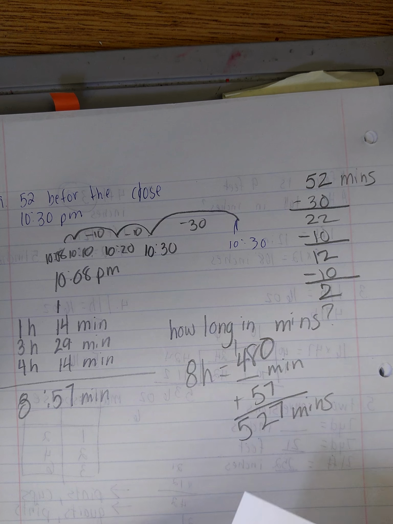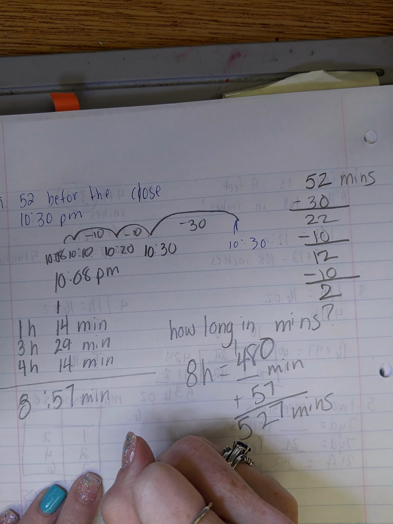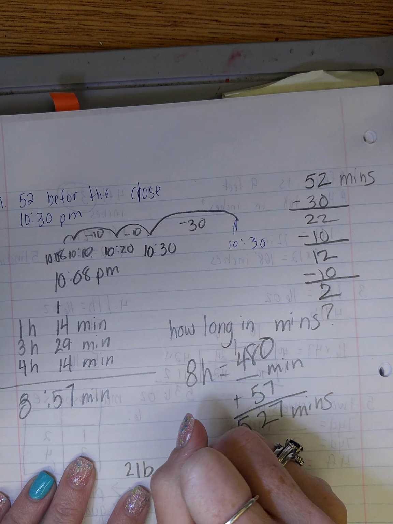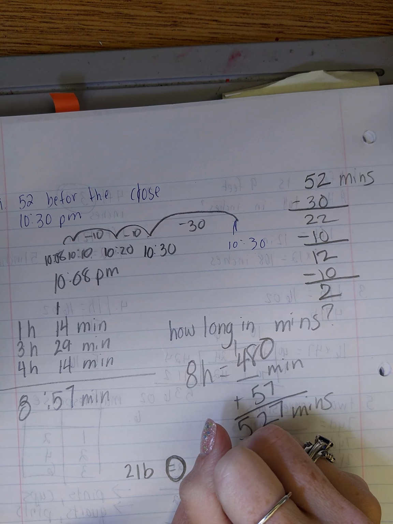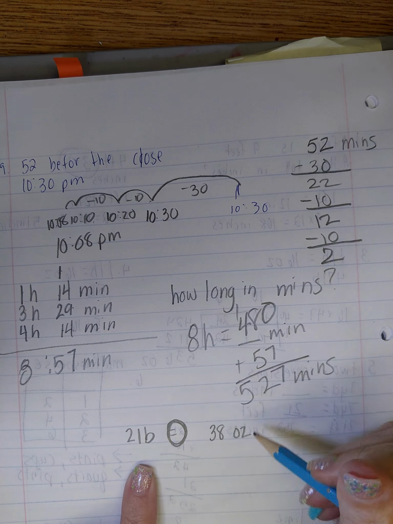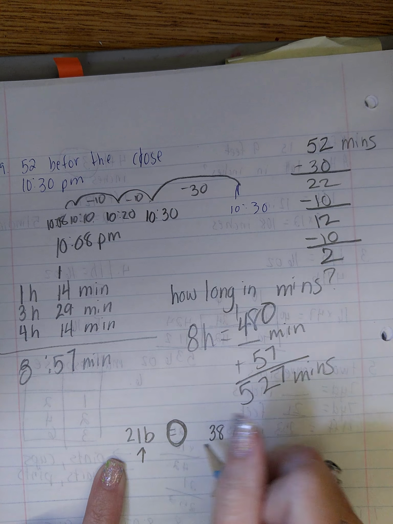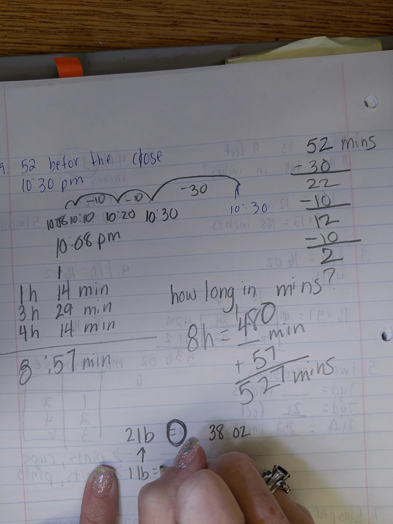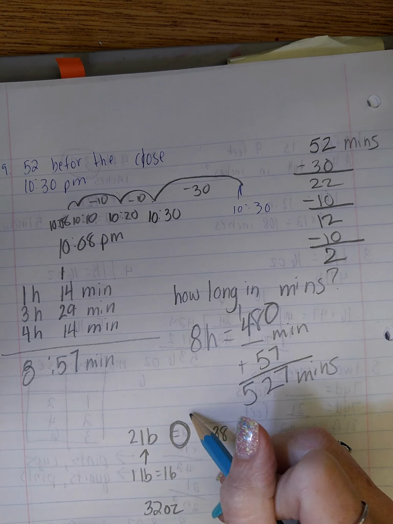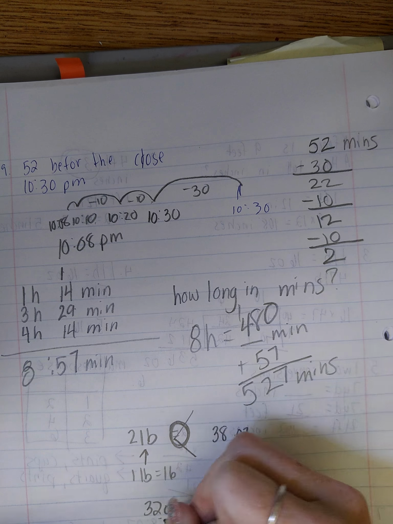The last problem was converting time. The kids did pretty good with that. If they missed it, it was probably because of the explanation, and they had to actually explain. So, for example, if I have 2 pounds compared to 38 ounces, and I wanted to compare them, well, I would have to change this to ounces, so 1 lb equals 16 ounces, and 16 and 16 is 32 ounces. So 38 ounces is greater than 32.